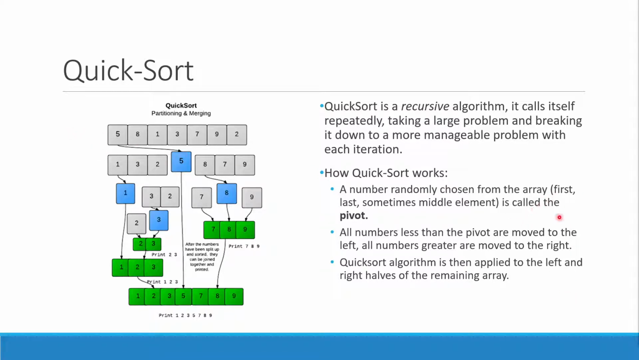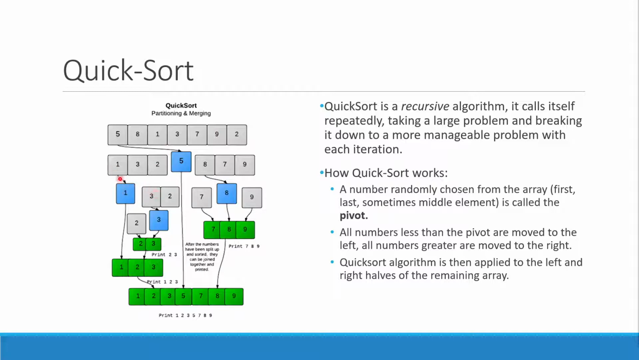But it doesn't have to be the first element. It could be the last or the middle. It doesn't matter because the result is always the same. So what happens is it takes 5, moves it to the middle, and then takes all the elements that are lower than 5 and puts them to the left.